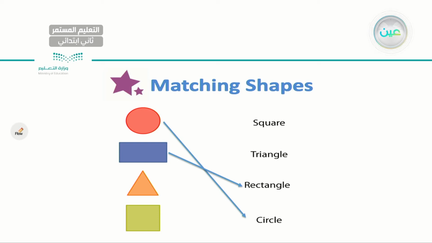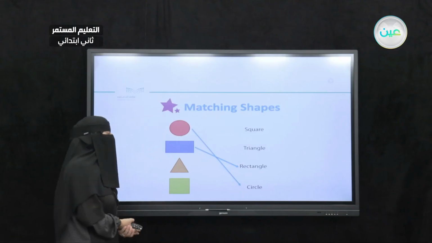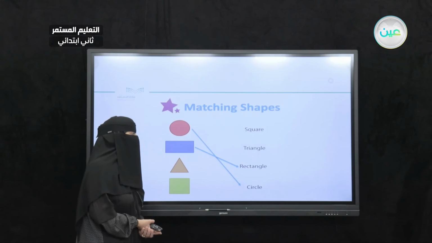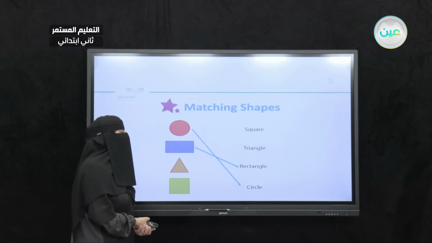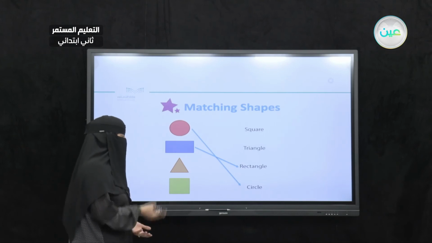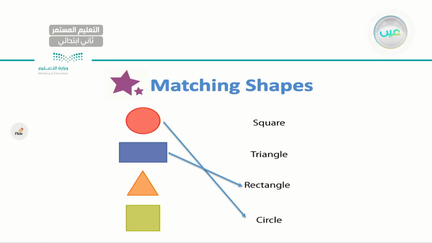One more time. Rectangle. One last time. Rectangle. Very good, my dear student. Next, I have a different shape, right? It is a triangle. Very good.